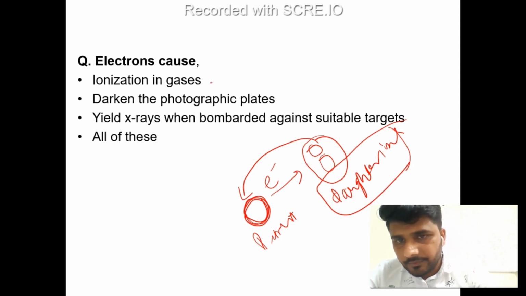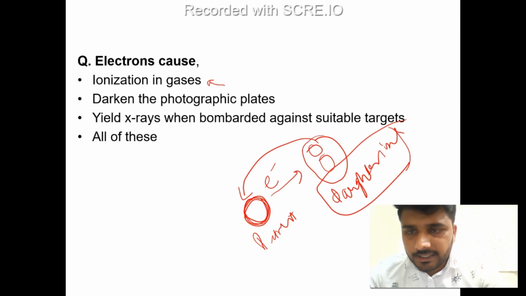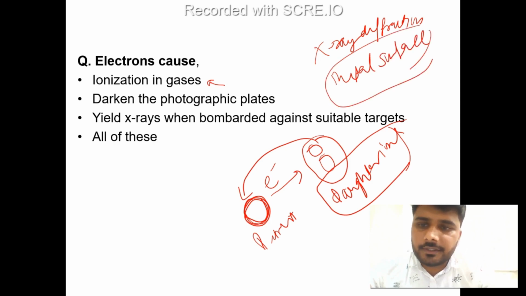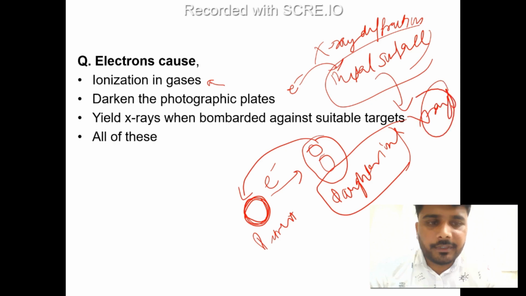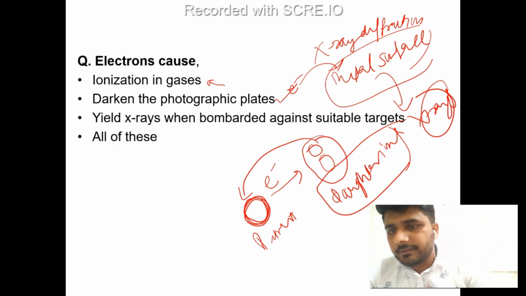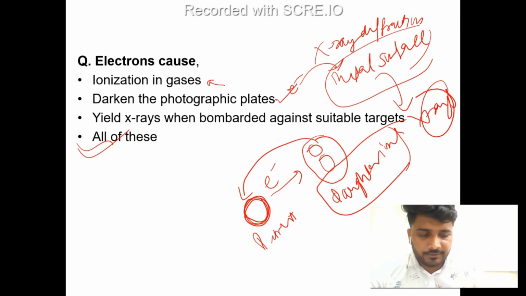Okay, one phenomenon. Third, you can see it in X-ray diffraction, where we can use any metal surface. If I bombard electrons on the metal surface, they will emit X-rays. So basically, this is the phenomenon for generation of X-rays by the bombardment of electrons. It is also a phenomenon that electrons can darken photographic plates. So all of these will be the right answer for this.